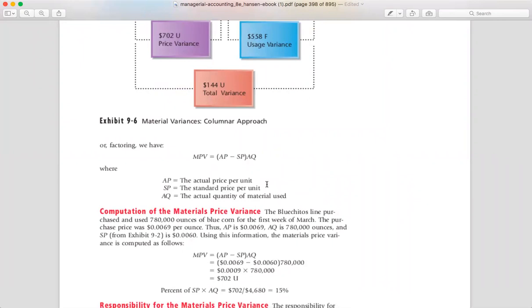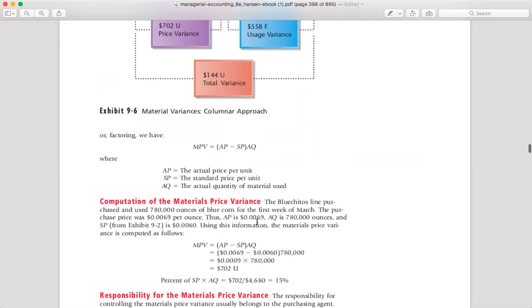Okay, so this is the computation for material price variance. Blue Cheetah's line purchased and used 780,000 ounces for the first week of March. So the purchase price is this amount. This is the actual quantity, and this one is the actual price. So the actual price is here, the actual quantity is here, and the standard price we got from Exhibit 9.2 is this amount.